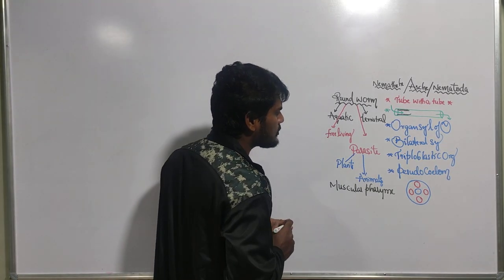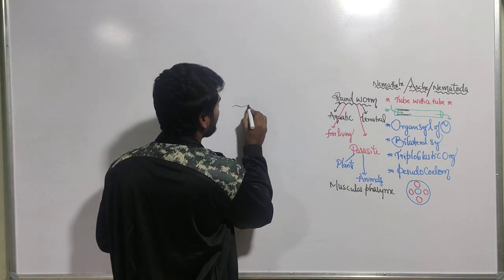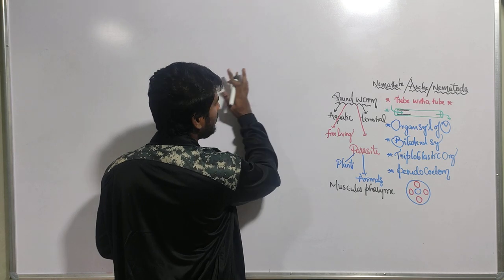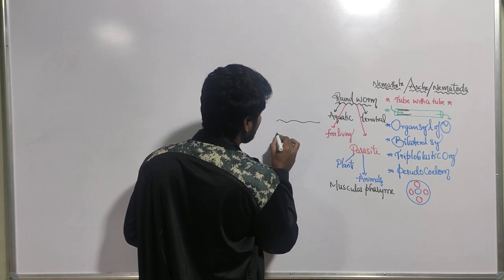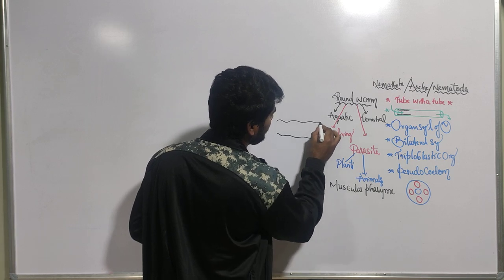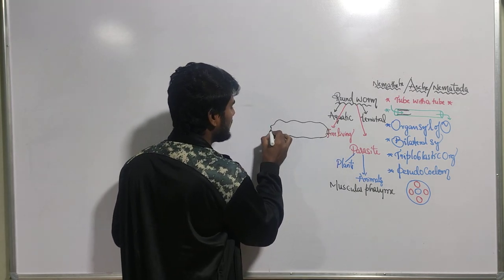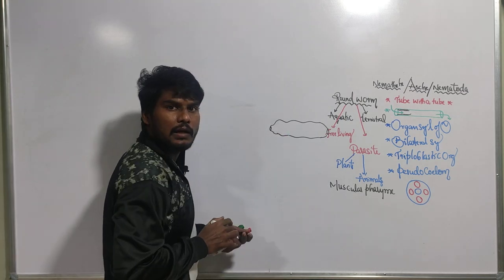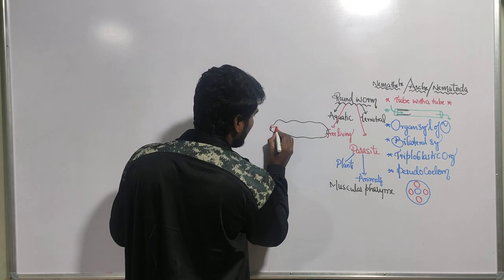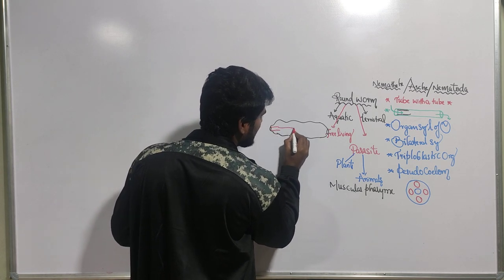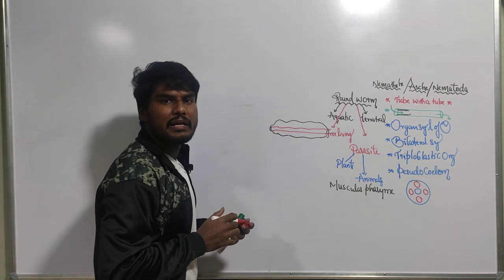in these organisms, as I told, they are pseudocoelomates, right? You just remember a roundworm like this. Just imagine this is the roundworm, with the posterior opening anus and the anterior opening mouth. This organism has a complete alimentary canal, with the anterior opening mouth and the posterior opening anus.